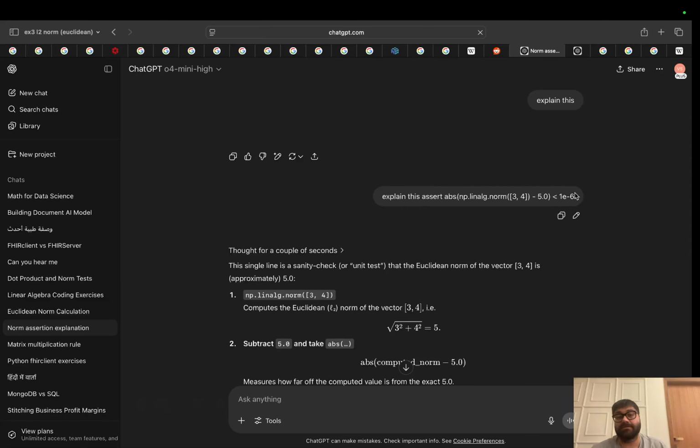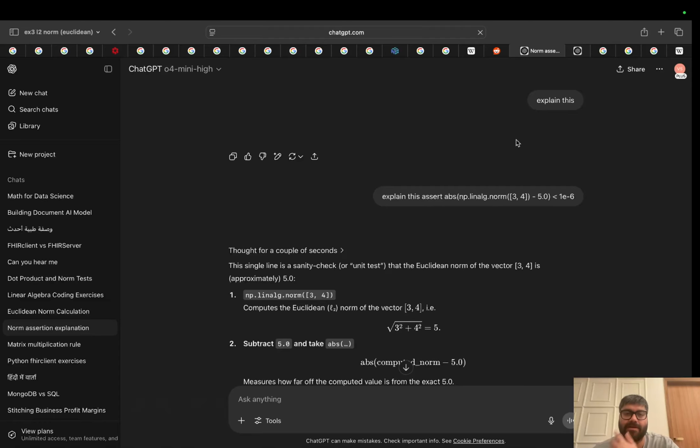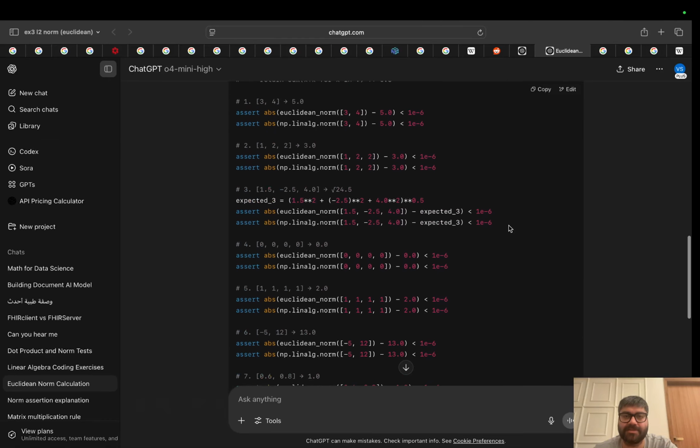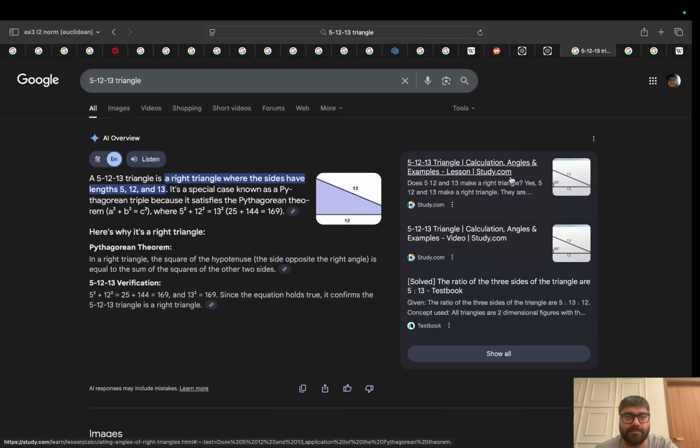Explain this assert ABS. I actually talked about this in lesson 1 about the asserts and tolerances and floating point precision, and that's what I was figuring out here, because when I asked ChatGPT to generate some test cases, it was using this. I knew what assert was, but I wasn't sure why it was using the less than 1e negative 6, and that's what I was Googling, or just ChatGPTing in this case. This is just our test cases. We'll go over that in a moment.